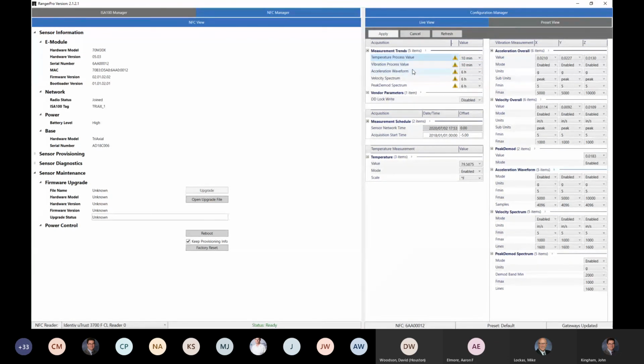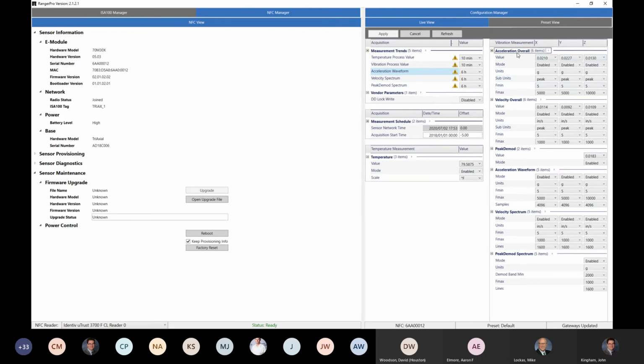And again, that's vibration, acceleration, and so forth. Our waveforms, you could set it to take a waveform every 28 days if you wanted to. That will give you the same kind of data richness that you get from a walk-around program. And again, showing my office at 80 degrees.